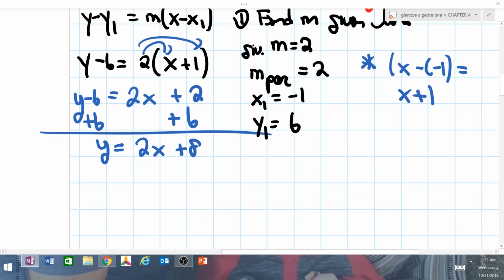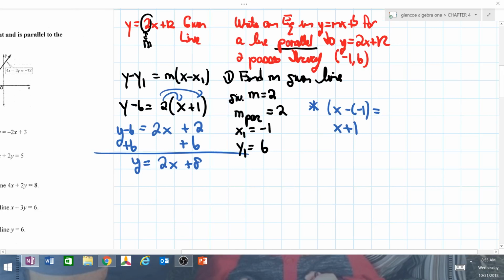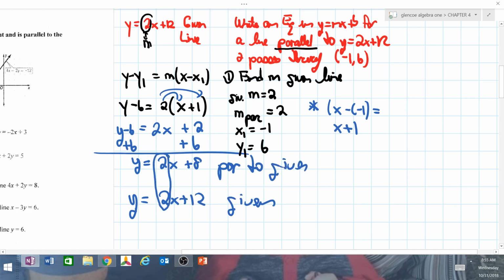Okay, so this is the line parallel to it. What was the equation of the given line? Y equals... You don't need to do this. I'm just trying to show you something. Are the slopes the same? Da-da. You're done. Are you with me?